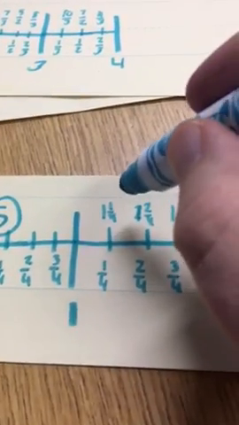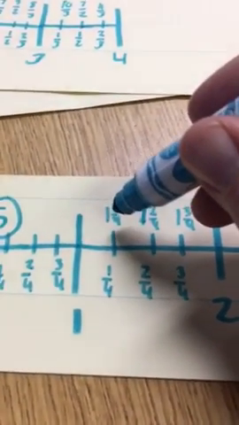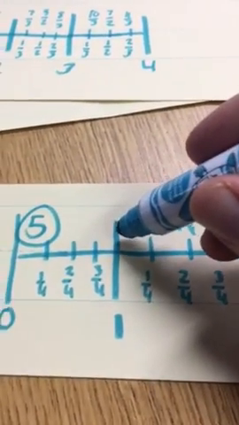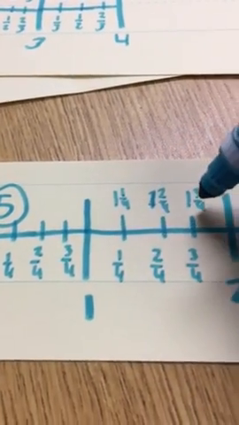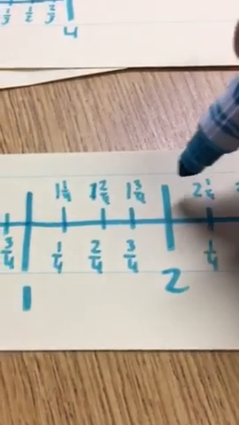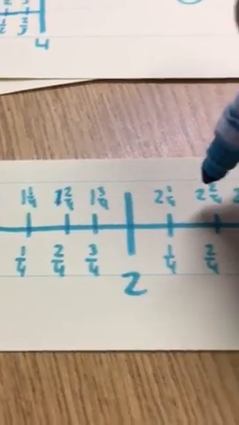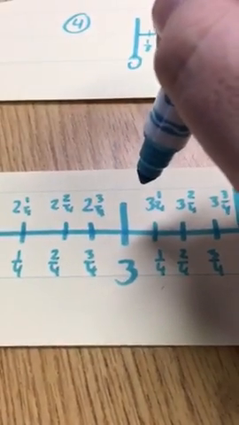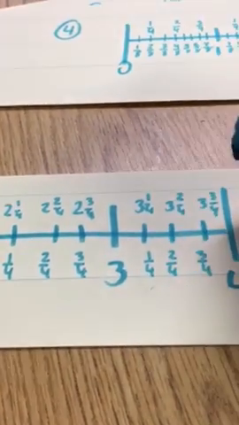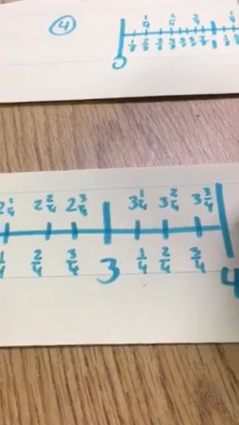Okay, so on the top, I'll show you this because I messed up the bottom, and I'll fix it in a second. All right, so once you get above 1, then you do your mixed numbers. So you have 1 1/4, 1 2/4, 1 3/4. Then you go 2 whole, 2 1/4, 2 2/4, 2 3/4, 3, which is a whole, 3 1/4, 3 2/4, 3 3/4, and then your 4.